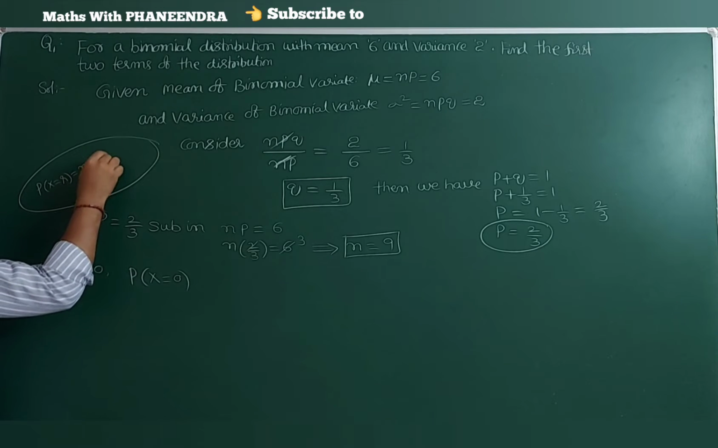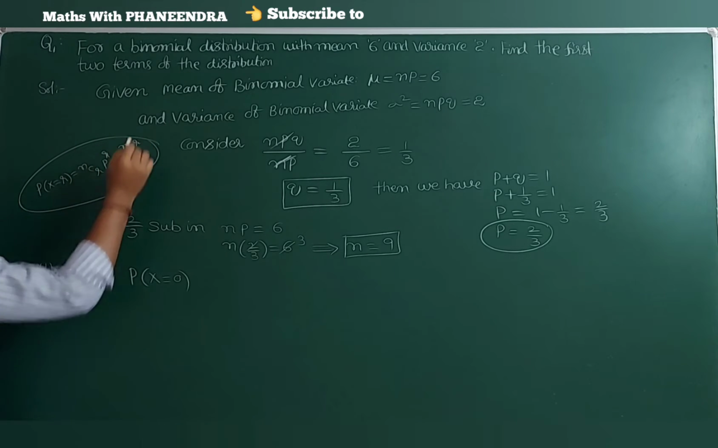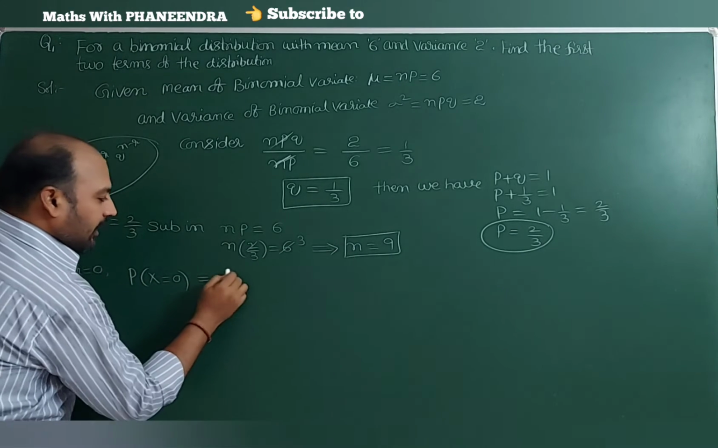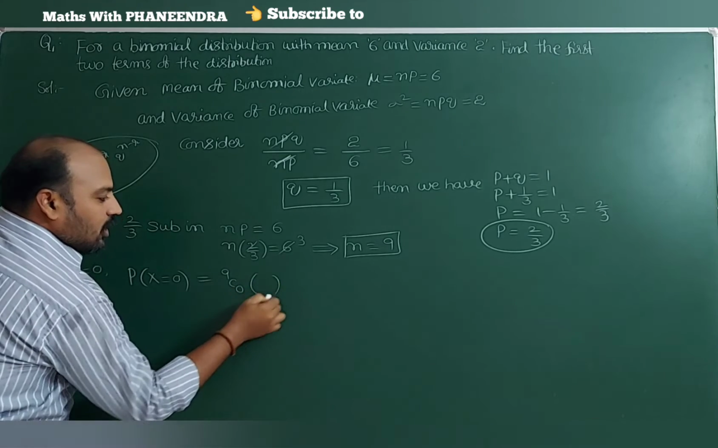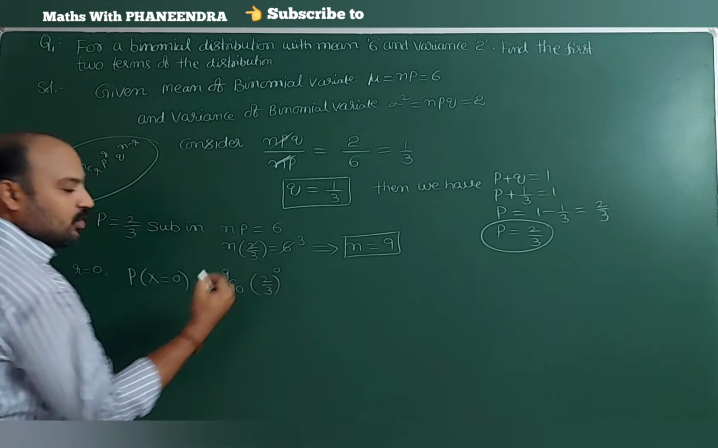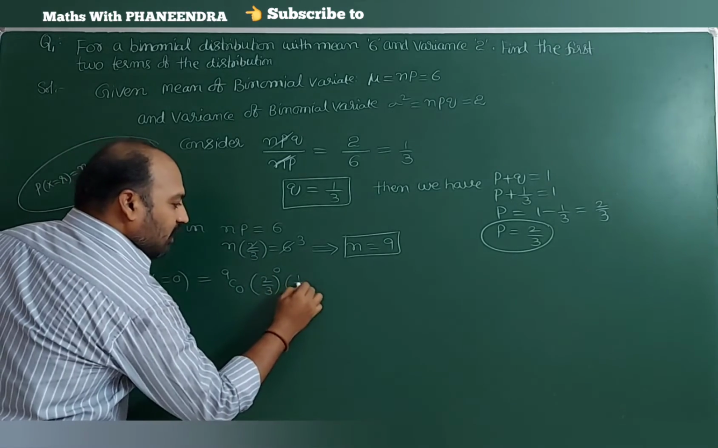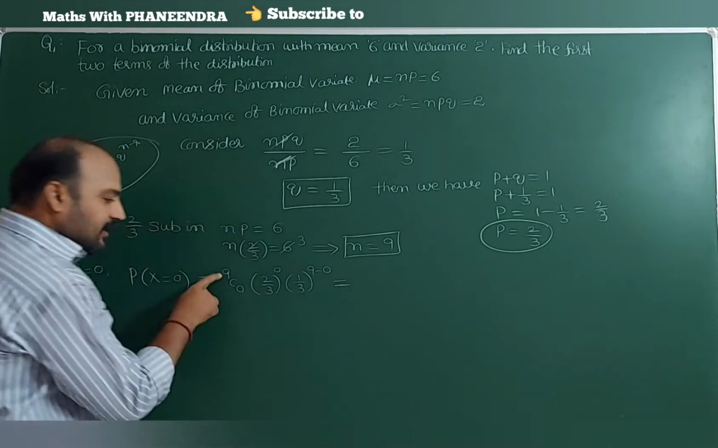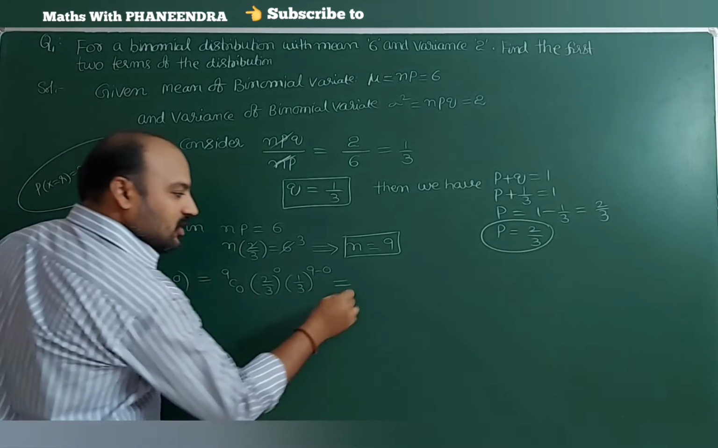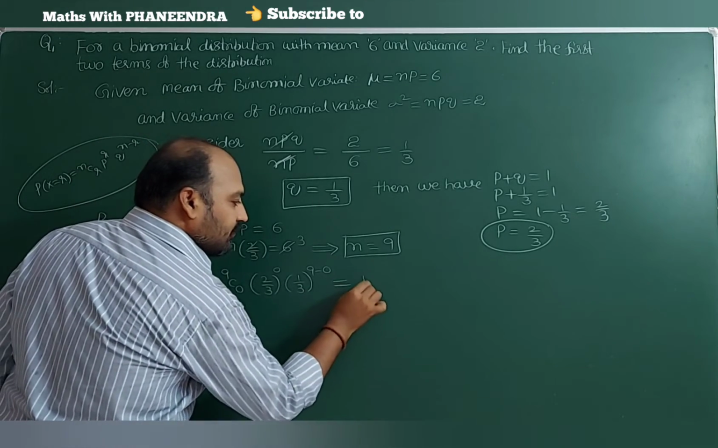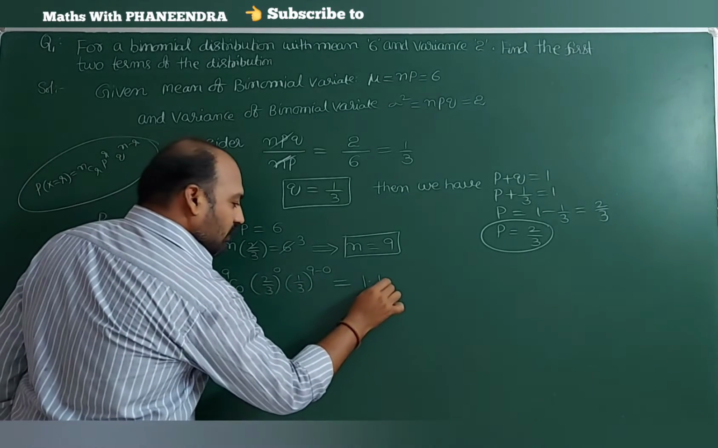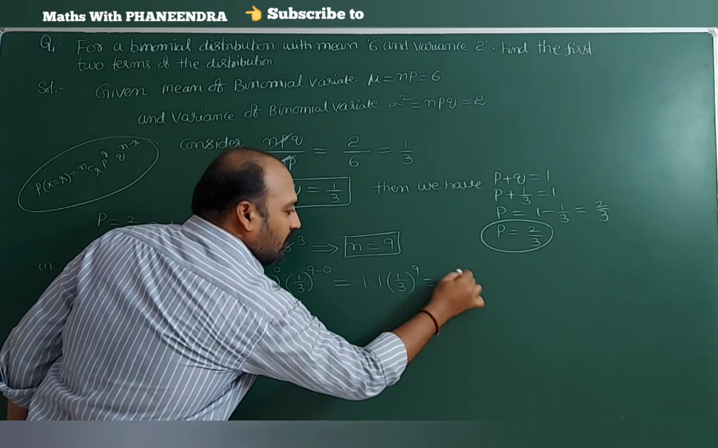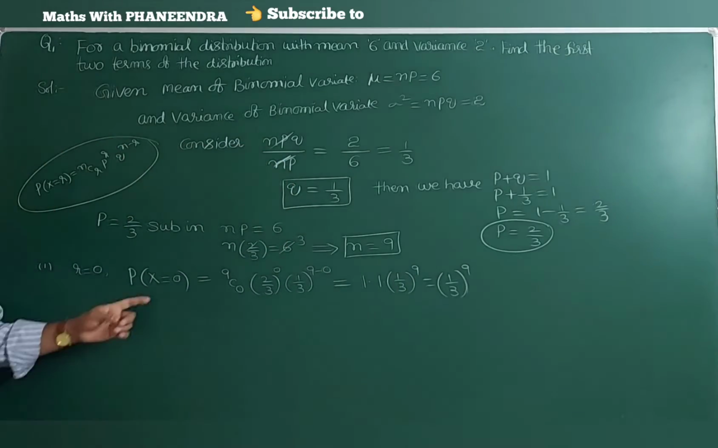NCR, P power R, Q power N minus R. So this formula we are going to apply here. N is equal to 9, so 9C0, P value (2 by 3) whole power 0, Q value (1 by 3) whole power 9 minus 0. So this is equal to 9C0. NC0 is 1, 9C0 is also 1. (2 by 3) whole power 0 is also 1, and (1 by 3) whole power 9. This is about the first term.